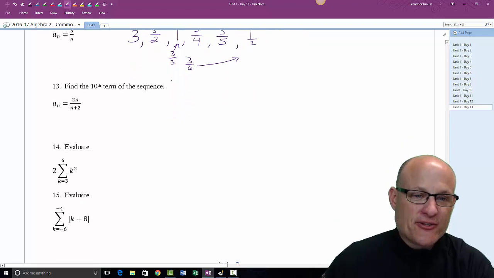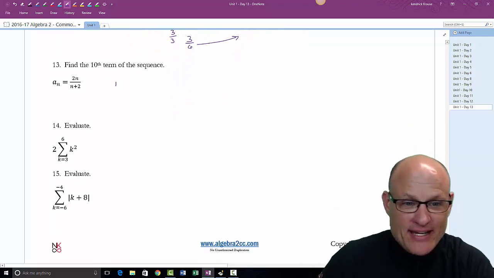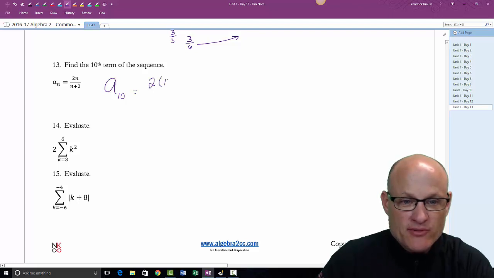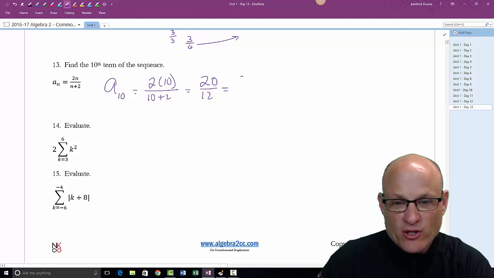All right, find the 10th term of the sequence. We just plug 10 in. So a sub 10 is equal to, I've been given the rule, 2 times 10 over 10 plus 2. So that's 20 over 12. Now you could leave it like that, but 4 goes into both of them, so 5/3.